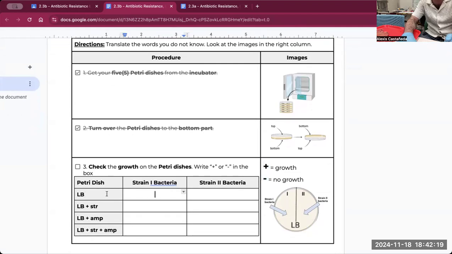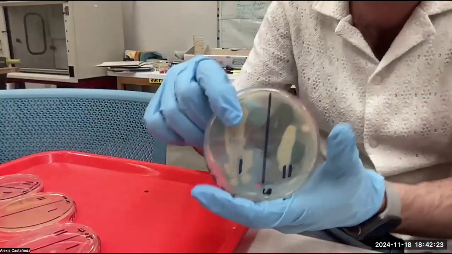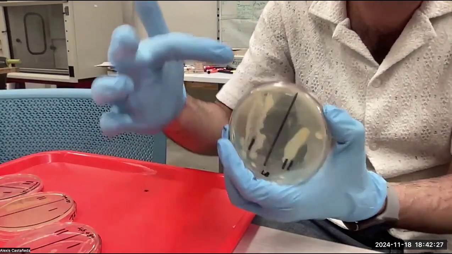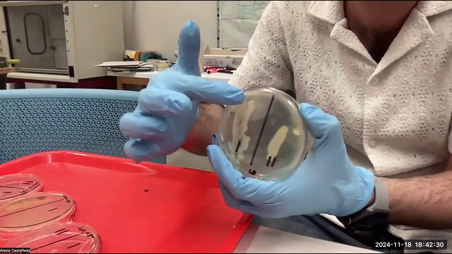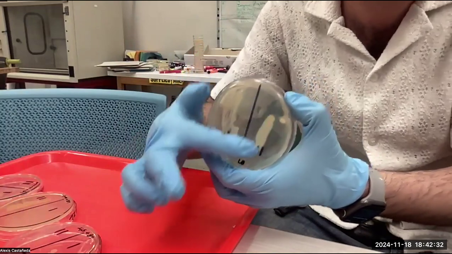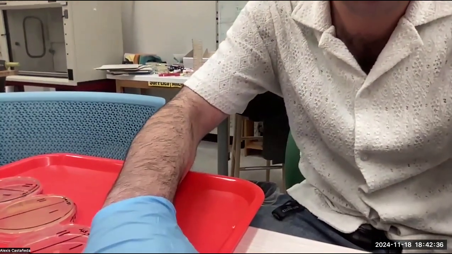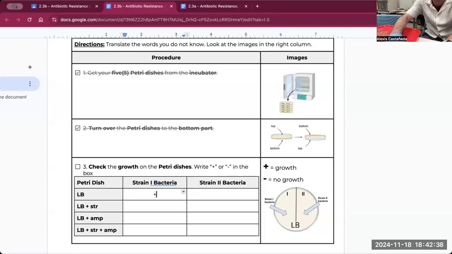So on this LB plate, for strain 1, let's see. What I'm seeing here is that I have growth on side 1 and I have growth on side 2. So I have growth on both sides, which means that I'm going to put a plus for strain 1 and a plus for strain 2. I see growth for both of these. So let's go back over here. I see a plus here and a plus here, growth for both of these.